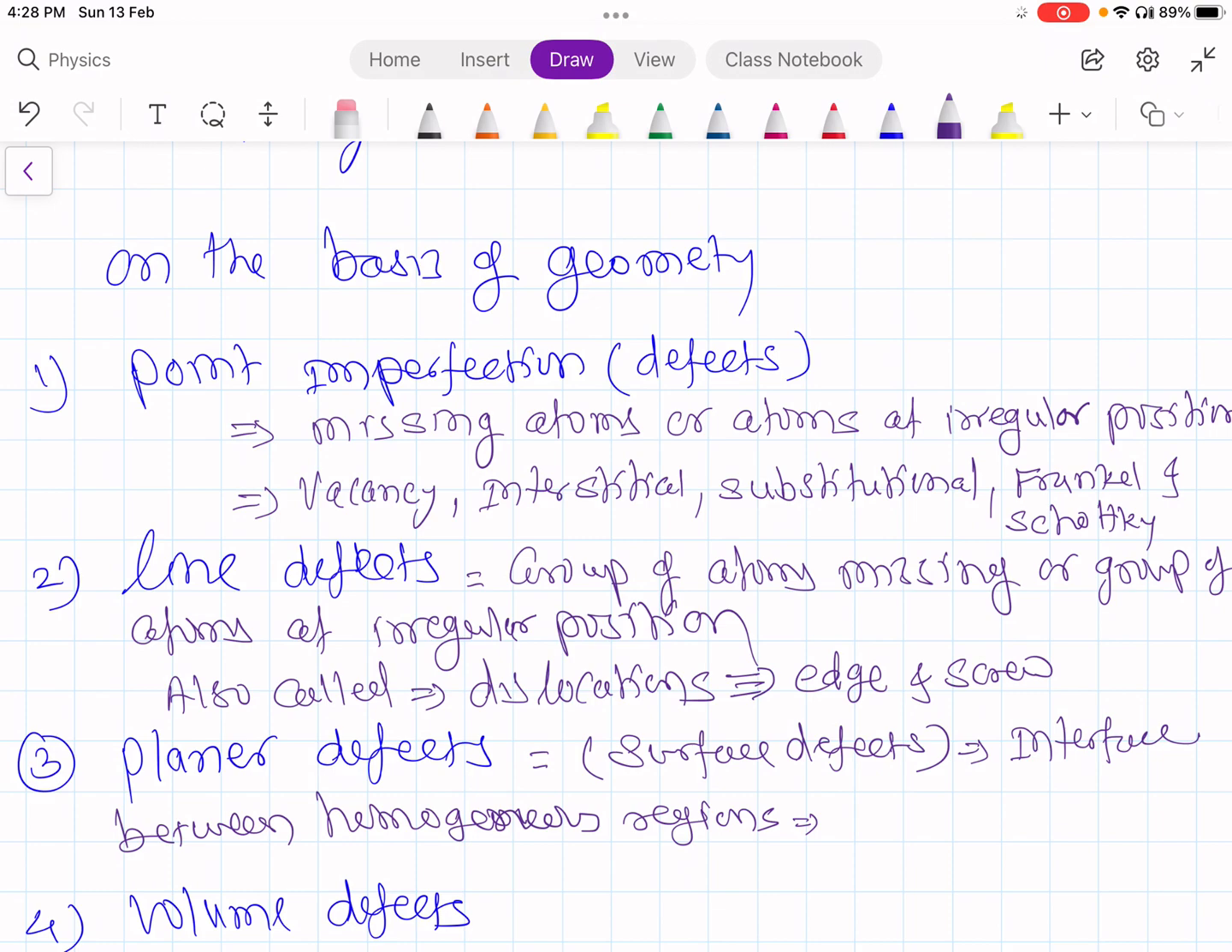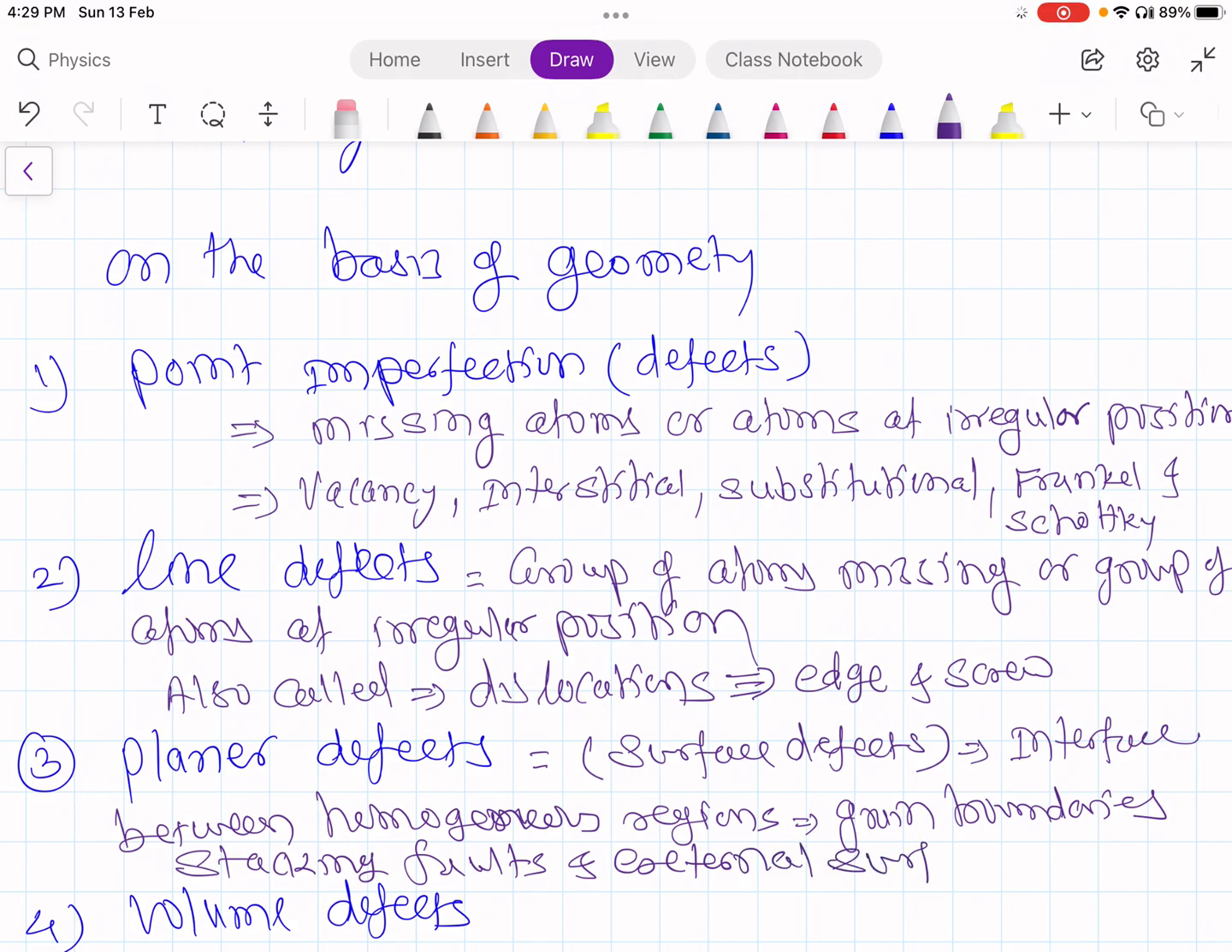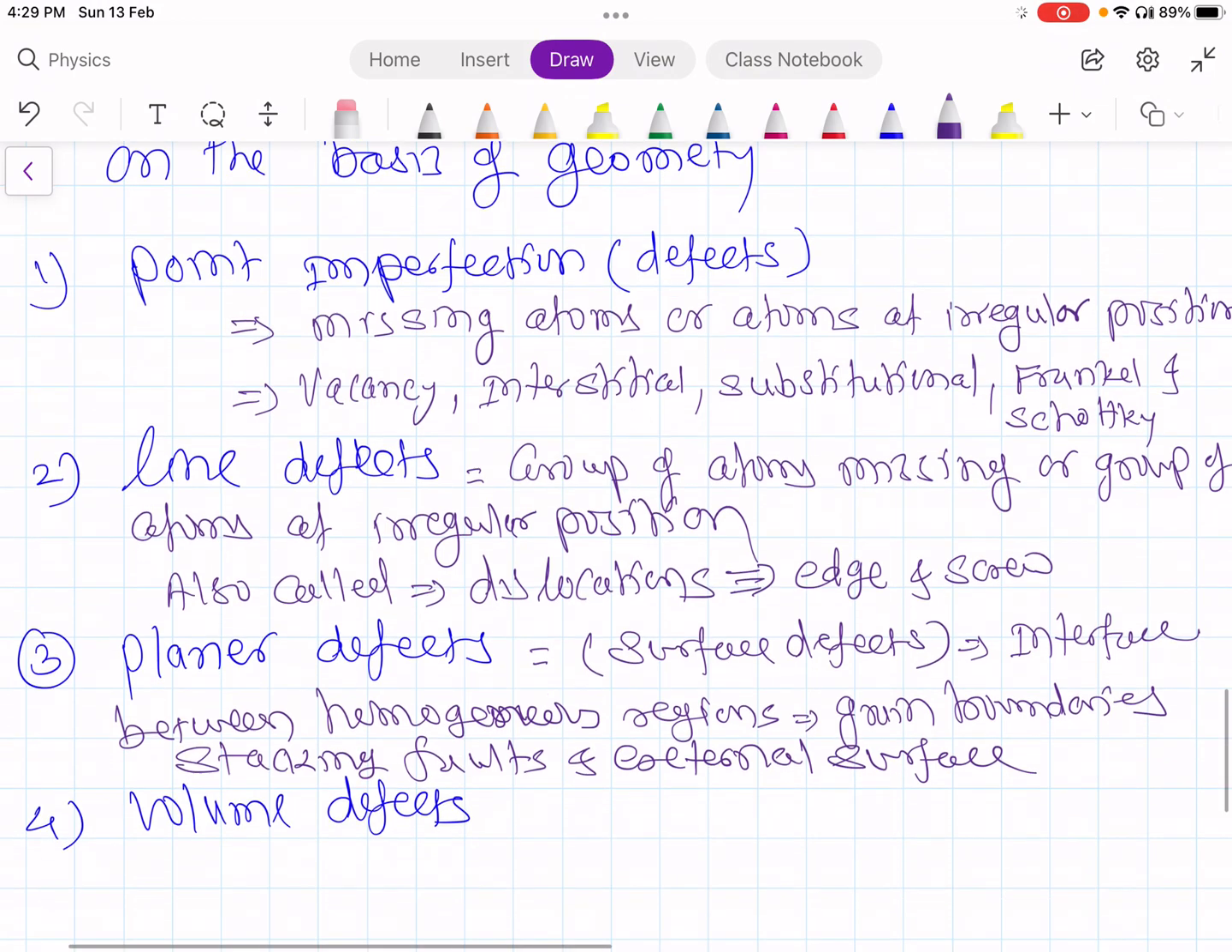An example of this, which we already studied, is grain boundaries. The two crystals or different crystals are separated by boundaries, which are called grain boundaries. Then the second type of planar defect is stacking faults and external surface. These are the different types of planar defects.